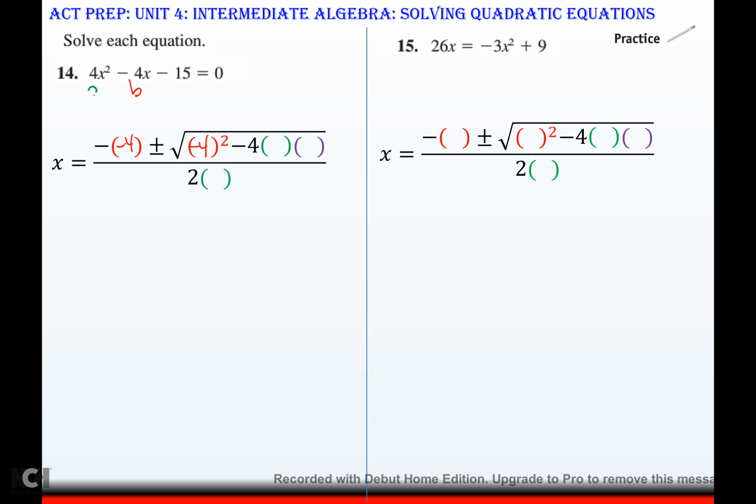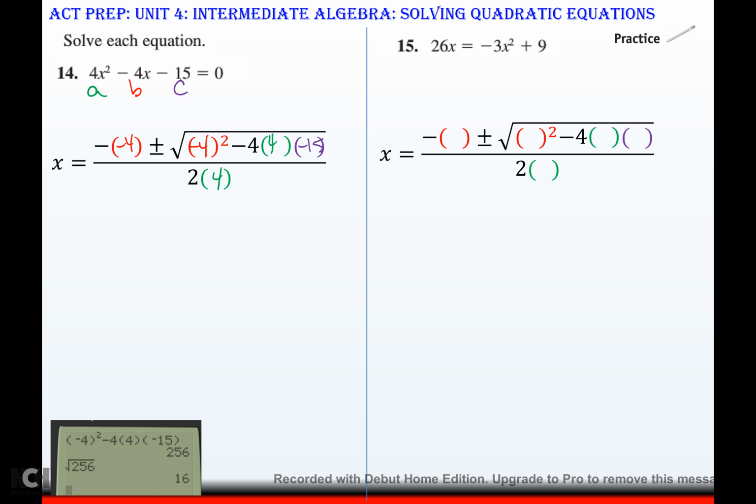Alright, on 14, it's in standard form, which tells me that b is negative 4, that a is positive 4, and that c is negative 15. Typing just what's under the radical, I get 256. So I have x equals a positive 4 plus or minus the square root of 256 all over 8.